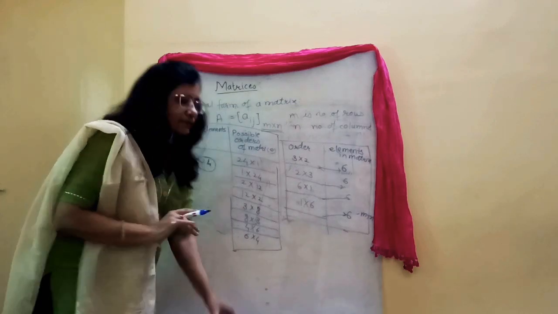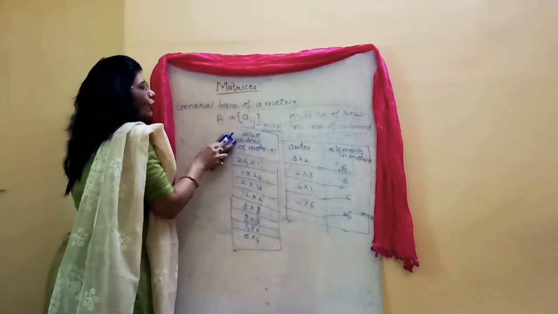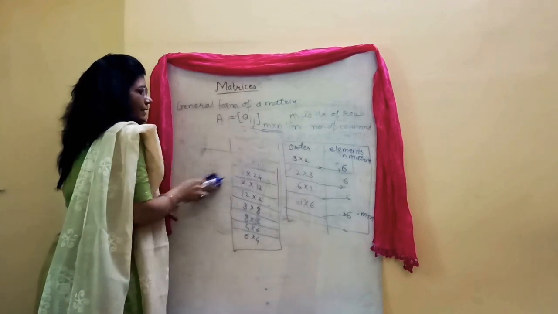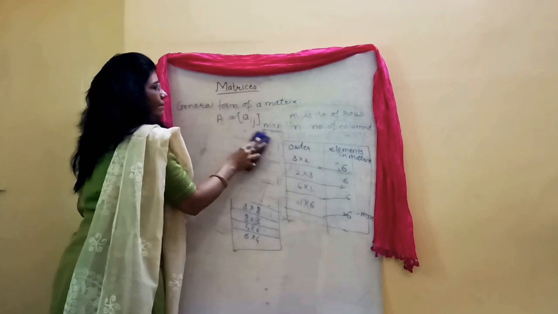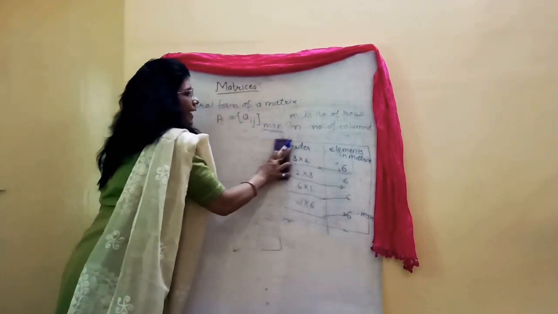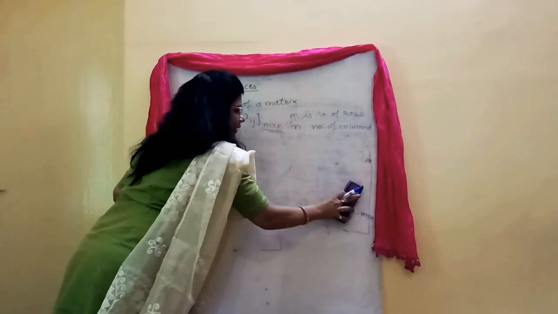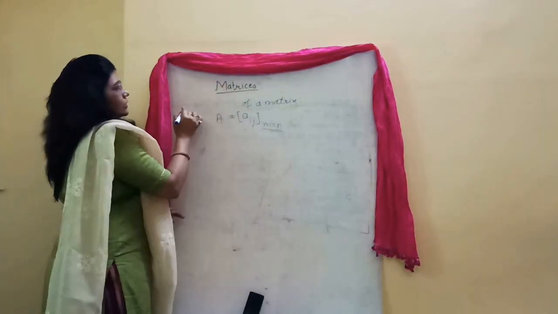Okay, got it? So if the order of a matrix is m by n, then it contains m into n number of elements. Now, construction of a matrix.